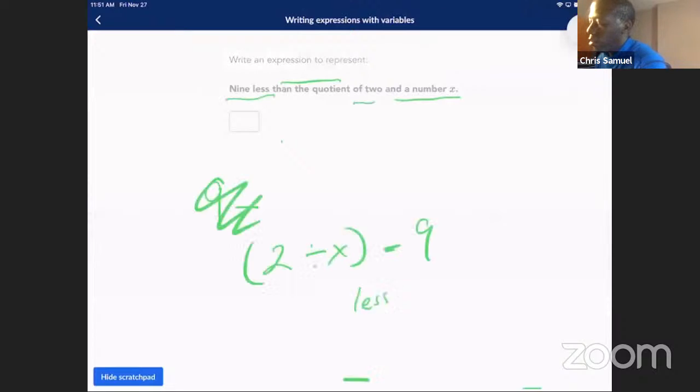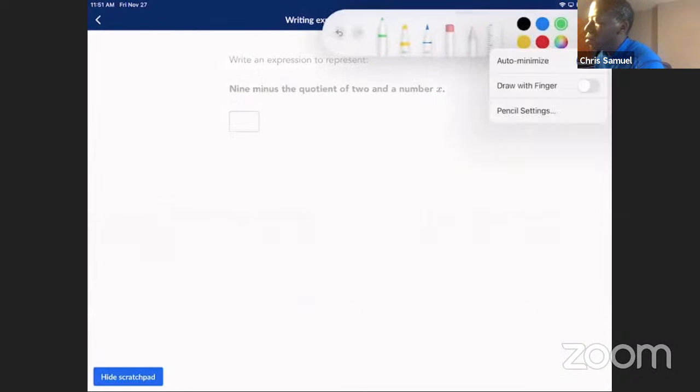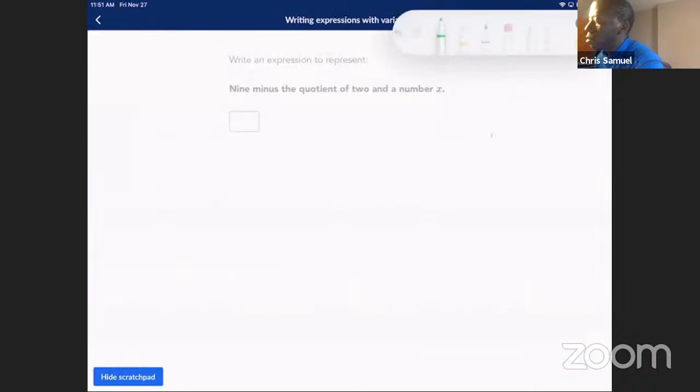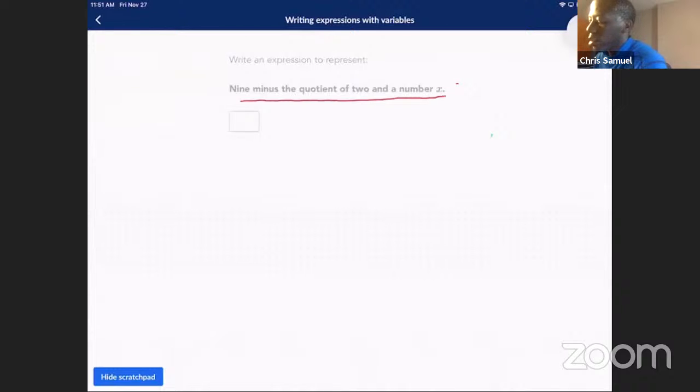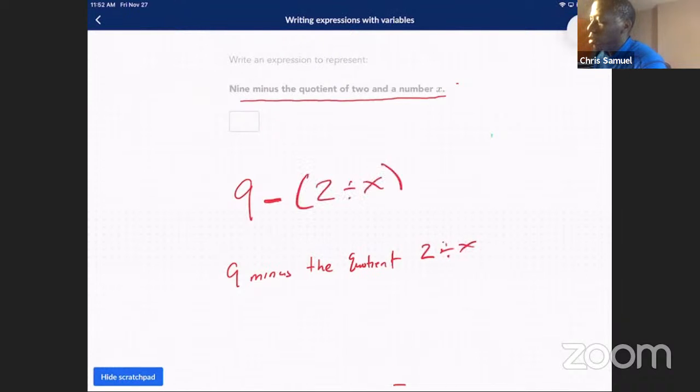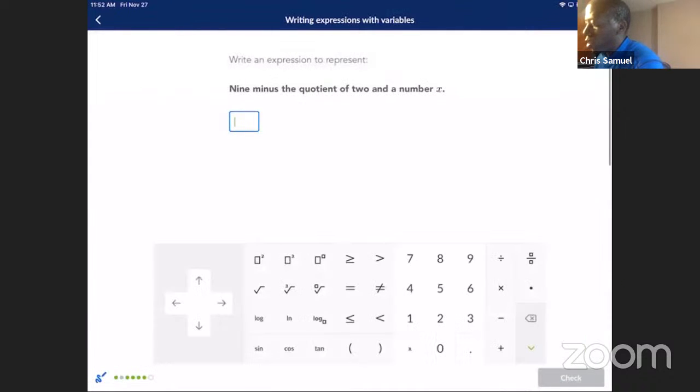And then we have here 9 minus a quotient of 2 and the number x. So I have 9 minus, this way, minus. So we have 9 minus the quotient of 2 and x. That'll be this. And I like using the parentheses because this helps me to structure what's going on first, second, third, and so on.